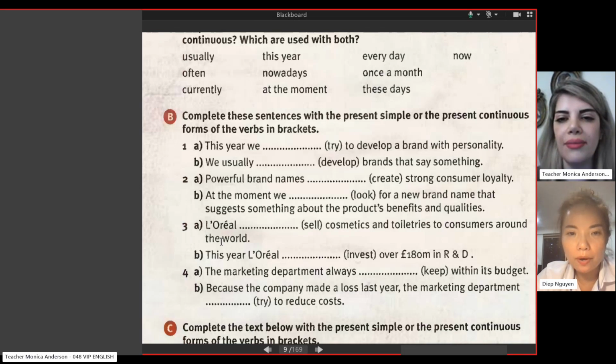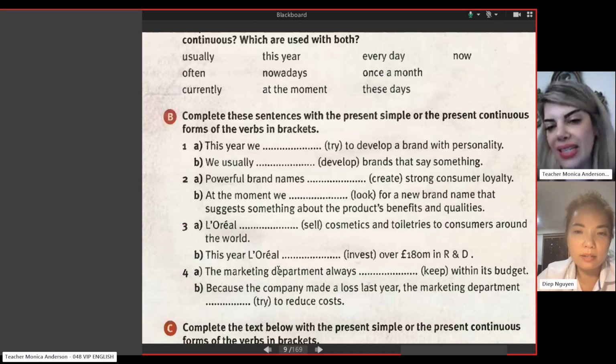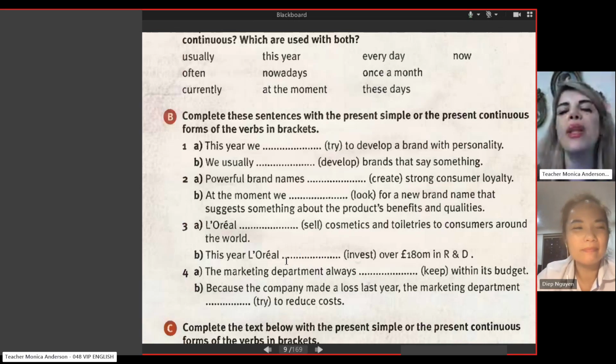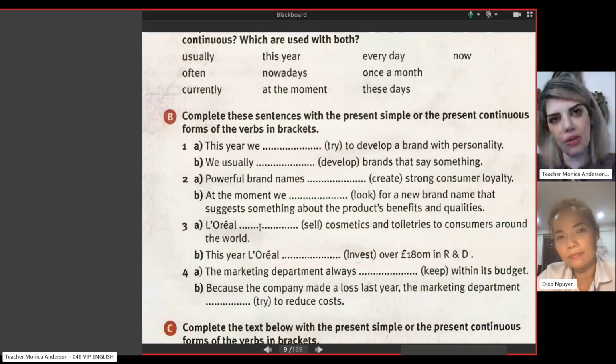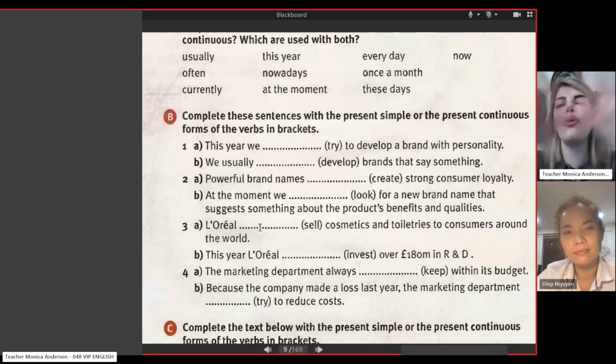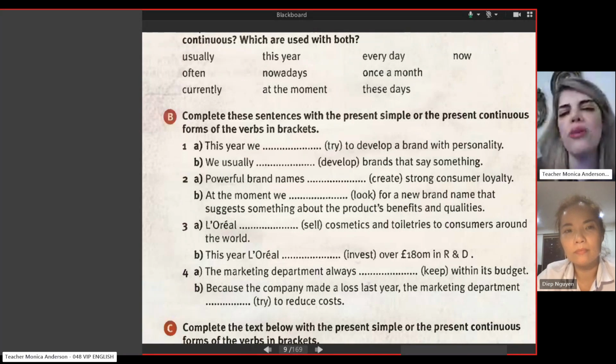And three, L'Oreal, yeah, this is a kind of brand. Okay, sells or sell, yeah, very good. This year, L'Oreal's investing. Okay, you need to say is investing. Of course, for L'Oreal you can consider it as plural or singular. Because if you're talking about a group of people who are working in this brand, you can say are. But if you mention just one brand, you can say singular. So both of them are correct.